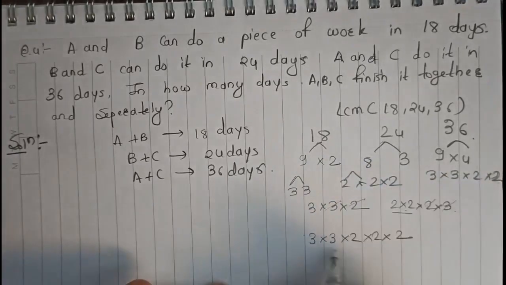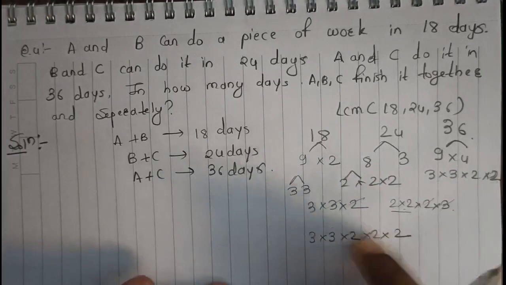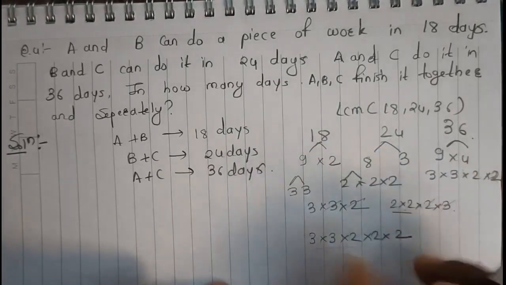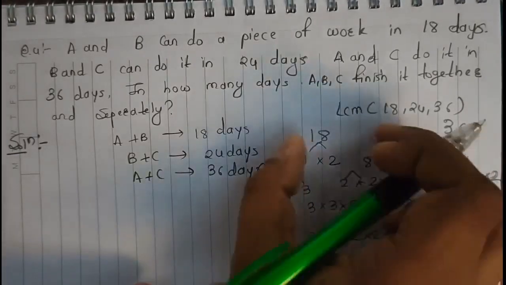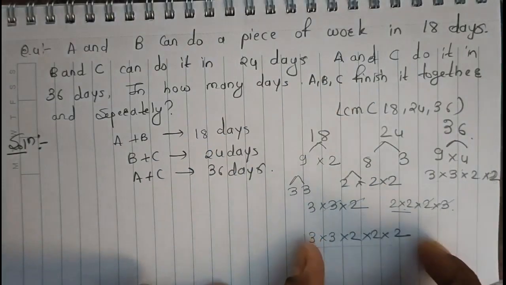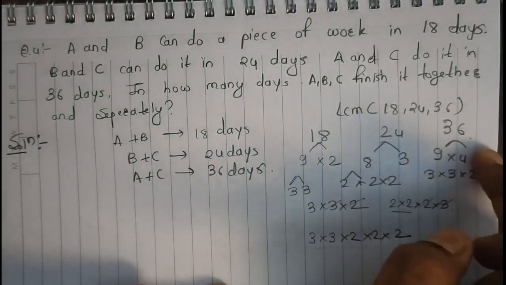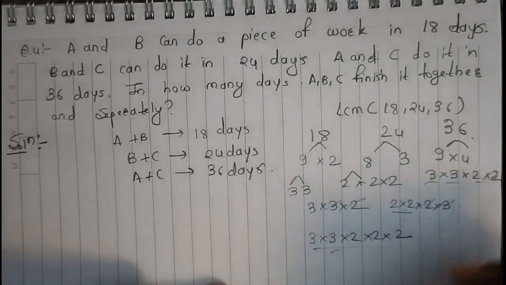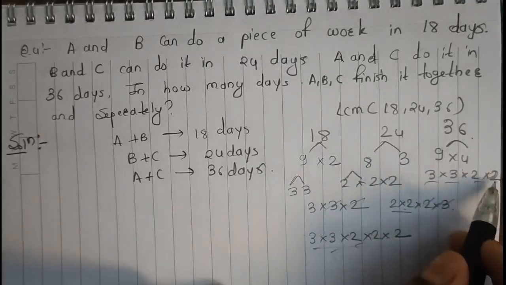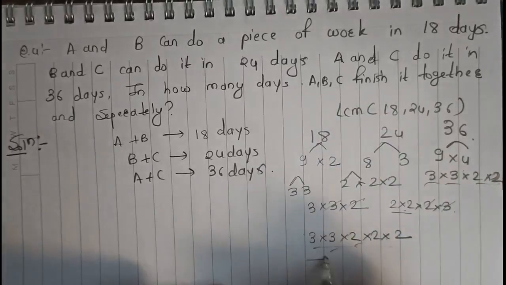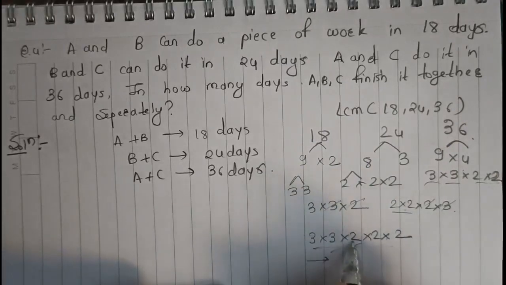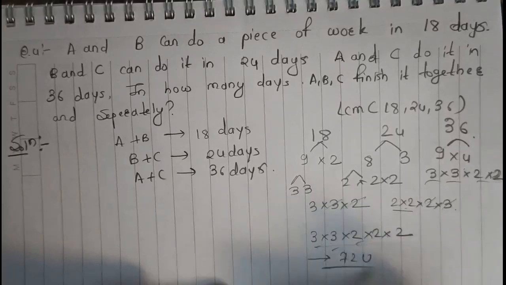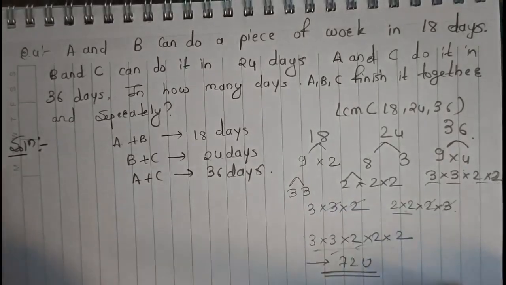Similarly, try to find the common factors in the third number and the combination of the first and second that we have found. So 3 we already have, 3 here, 2 and 2. So we do not need to write any number from the third number. By multiplying this, we get 9 into 2, which is 18, 18 into 4, that is 72. So you can consider 72 units as your total work.